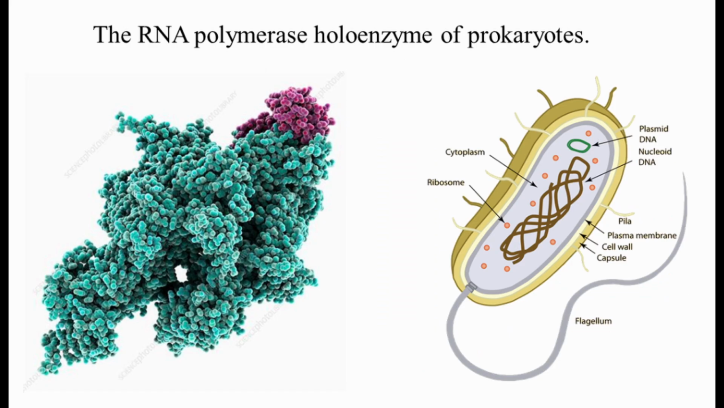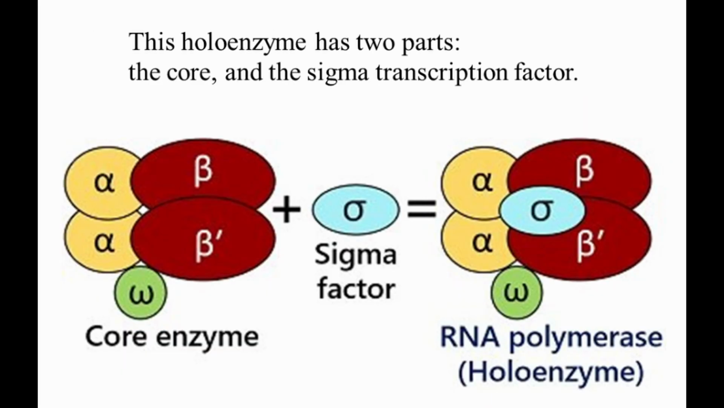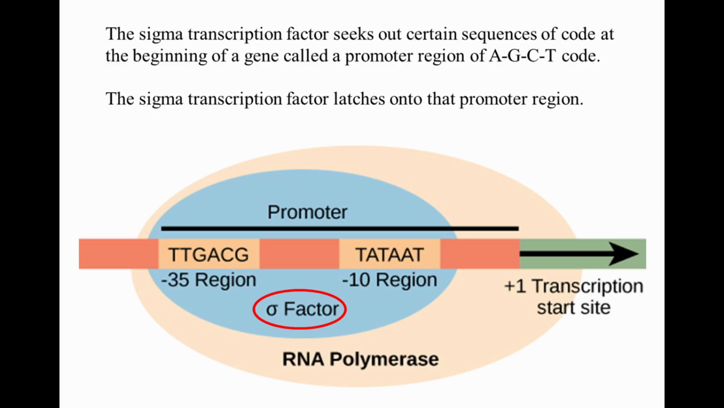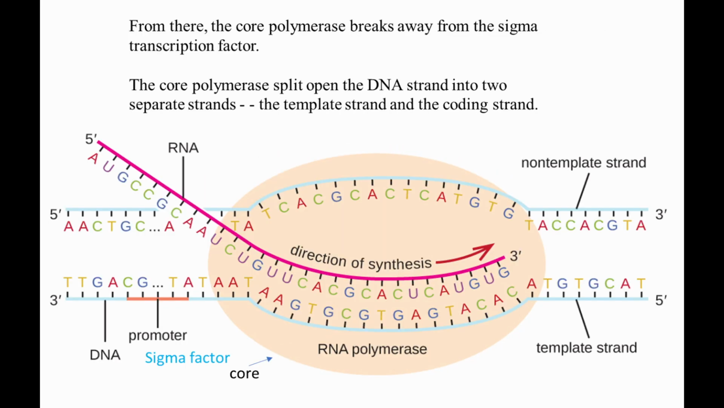In prokaryotic cells, all the transcription for rRNA, mRNA, and tRNA is done by a single enzyme called the RNA polymerase holoenzyme. This holoenzyme has two parts, the core and the sigma transcription factor. The sigma transcription factor seeks out certain sequences of code at the beginning of a gene called a promoter region of AGCT code. The sigma transcription factor latches onto that promoter region.